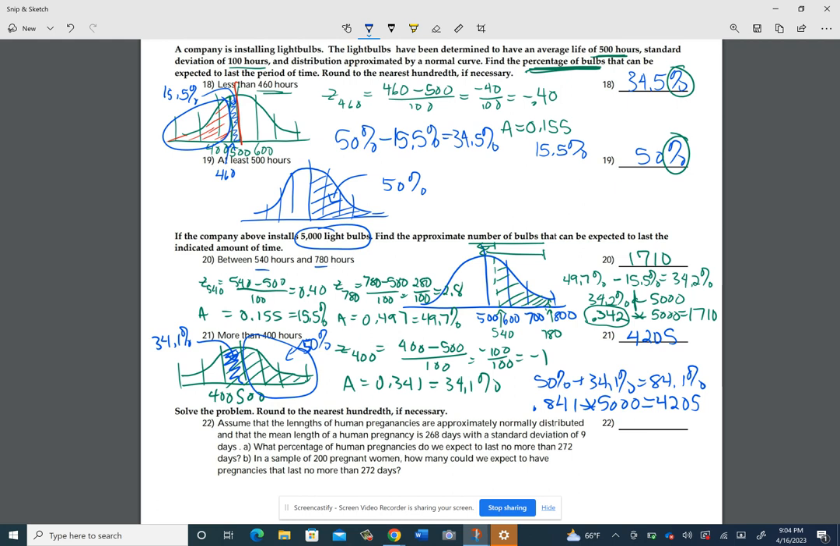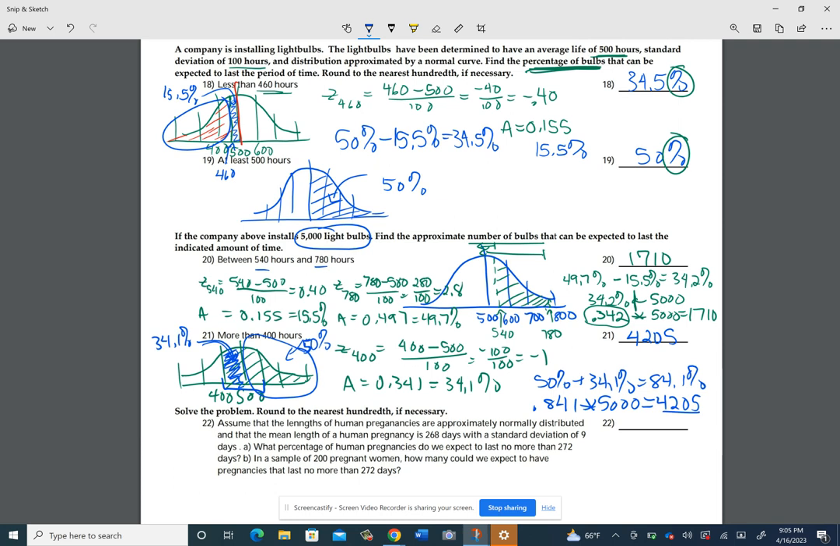Okay. We know 2,500 of them last more than 500 hours. And then we've got an additional quantity that we get to add to that. So half of them last more than 500. And then this is a big chunk right here. Remember how from one below and one above, that would be about 68%. So, yep, 34.1% would be the percentage of bulbs we'd expect to last from 400 to 500. So add the 50 to that and then calculate the number of bulbs and you get your 4,205.